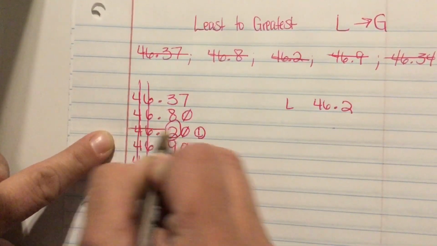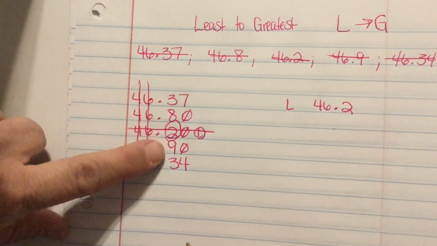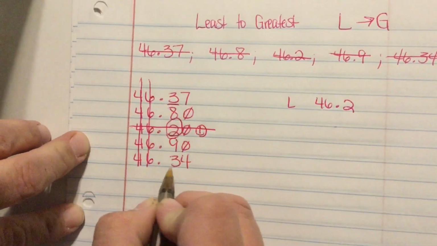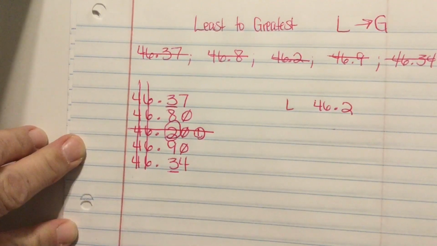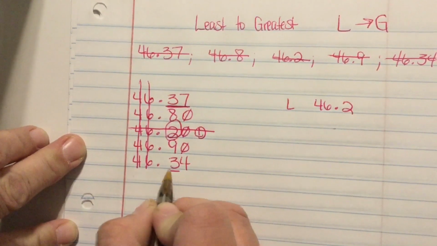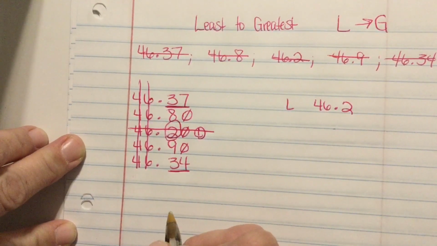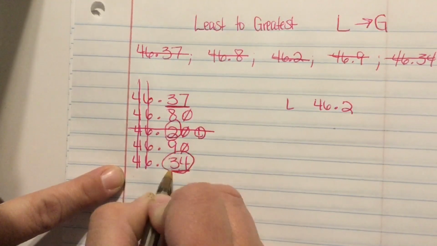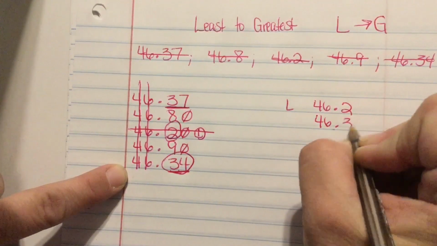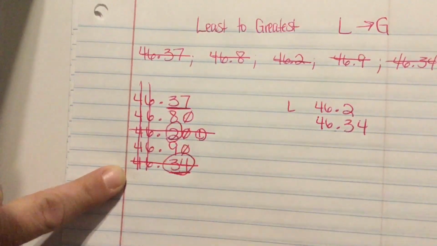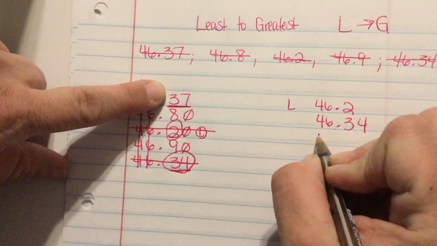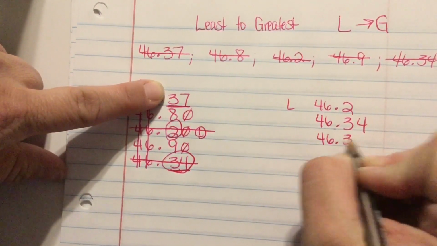All right, so I'm going to mark that one out. Now, 3, 8, 9, 3. All right, so the smallest number is 3, but I have 2 of them. So now I'll have to look at the second digit, which is in the hundredths place. So which is smaller, 37 or 34? Okay, 34 smallest. So my next one is 46.34. So that means 46 and 37 hundredths is going to come next. 46 and 37 hundredths.